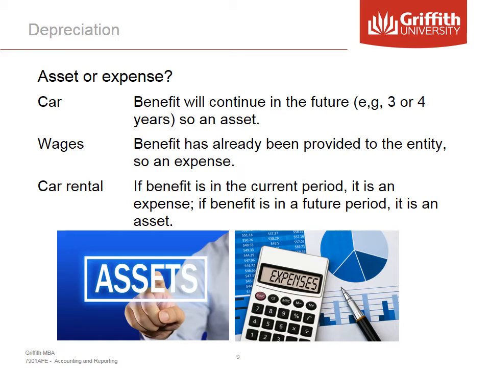When we pay people their wages for working in the business, however, we're paying them for work that they've already done. The benefit's already been provided and we've consumed that benefit, and so what we have is an expense. Now, car rental, again, if the benefit applies to the current period, so perhaps the current week or the current month, then it's an expense. But if by any chance you're renting a motor car for perhaps 2 or 3 years, then a portion of that, the portion which is longer than the current year, will be an asset.